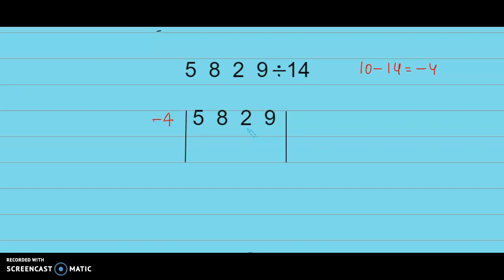5,829 divided by 14. So 10 minus 14 is negative 4. Write negative 4 here. Bring this 5 down and write over here. 5 4s are 20. Now 20 is more than 8. So reduce it by 1. Make it 4. And here it is 18. You have to add one extra 1 here. 4 4s are 16. 18 minus 16 gives you 2.